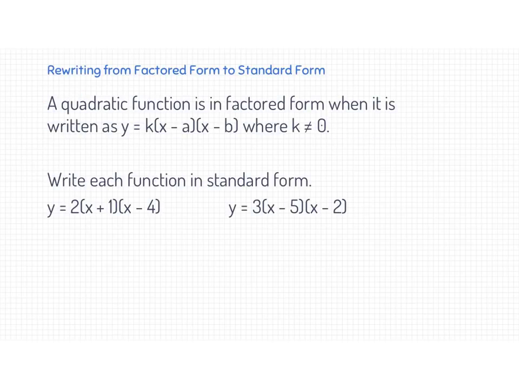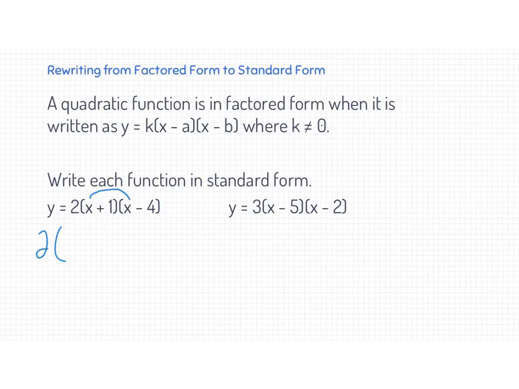So a quadratic function is written in factored form when it is written as y equals k, which is some value, times (x minus a) and (x minus b). Very similar to how you've seen everything when we factored it. So factored form, intercept form is when we factor it. So we have two functions here that are in factored form, and we're going to rewrite them so that they are in standard form. So we're going to distribute.